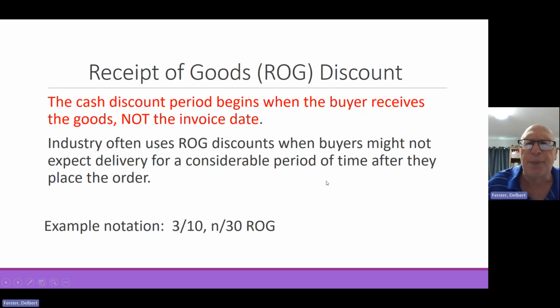Receipt of goods is a bit different, because now we're looking at discount capabilities that don't start until the buyer gets the goods. You may ask, why would somebody do this? The general consensus is that you'll place an order, but it may take a while until the product is manufactured before it shows up. Now it's all based on when the buyer took delivery of the goods. When did the goods actually show up for the buyer? An example notation is 3/10 N/30 ROG, based on receipt of goods.